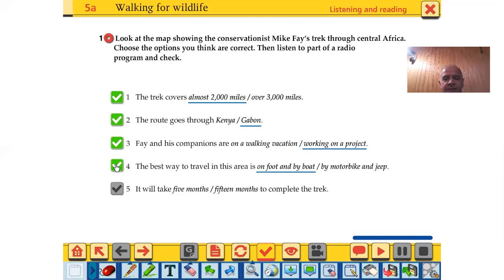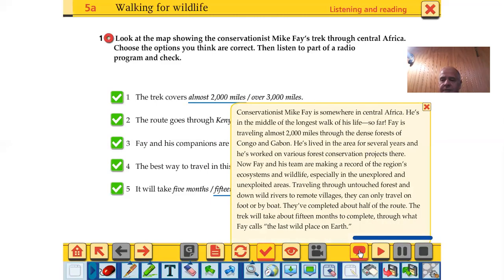And finally, it will take 15 months to complete the trek. 15 months to complete the trek. Okay, you were excellent. Now we're going to listen to it again, but now I want you to read the script because it's better to understand, although you did it quite well, okay?